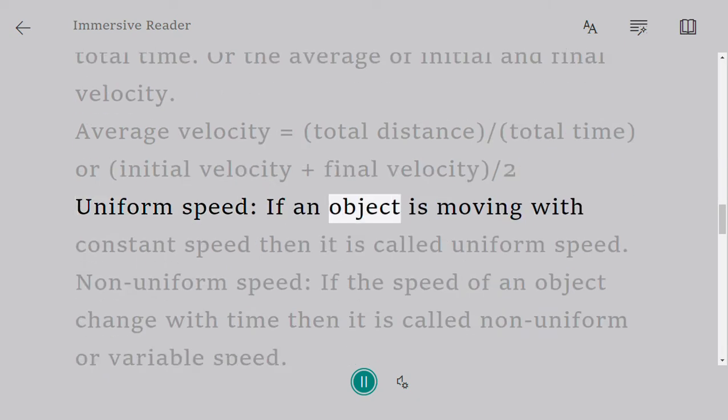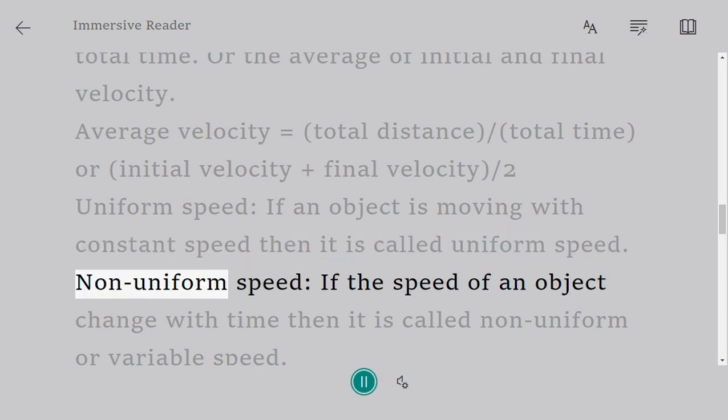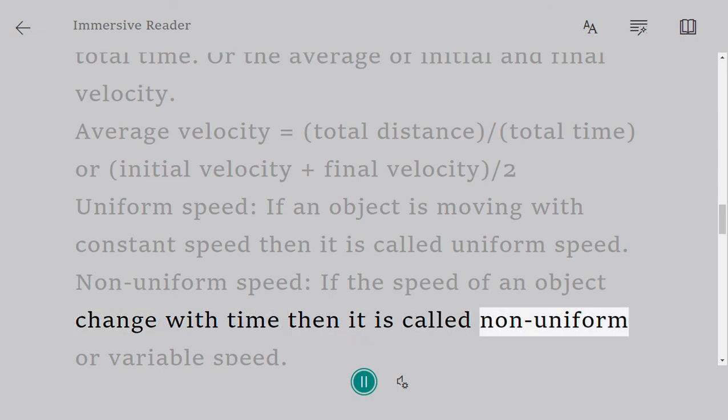Uniform speed. If an object is moving with constant speed then it is called uniform speed. Non-uniform speed. If the speed of an object changes with time then it is called non-uniform or variable speed.